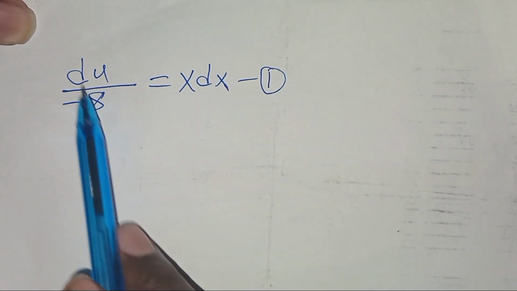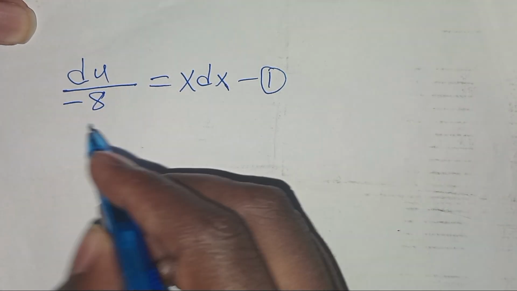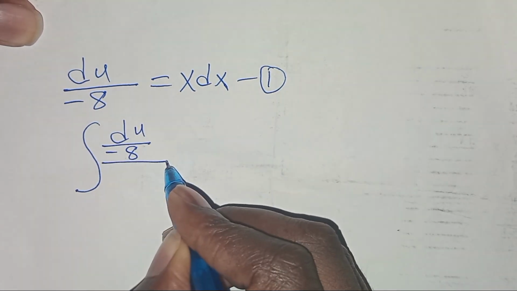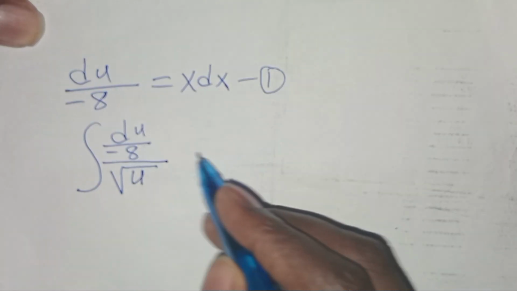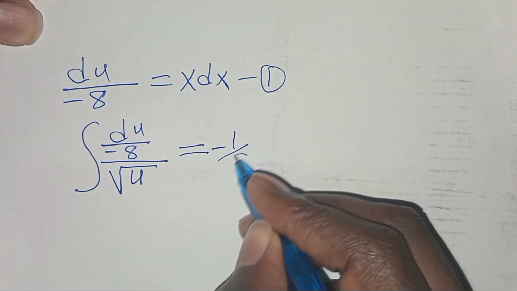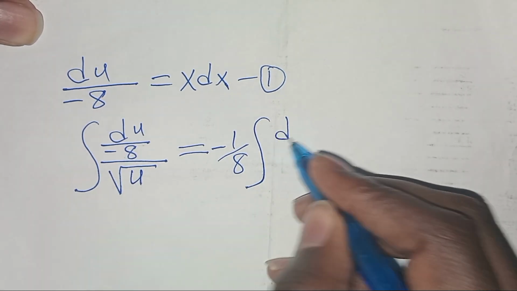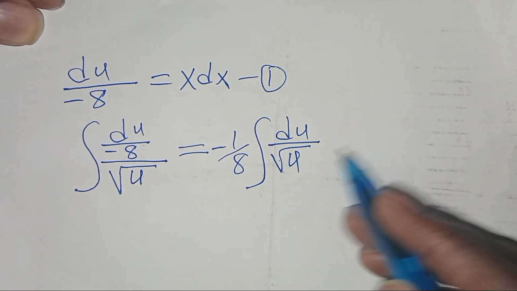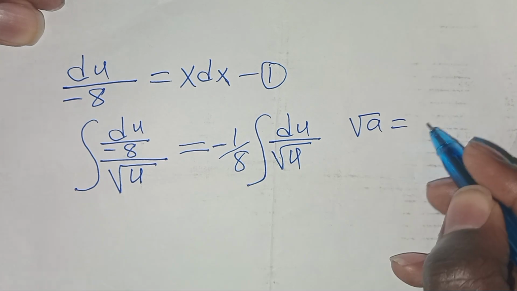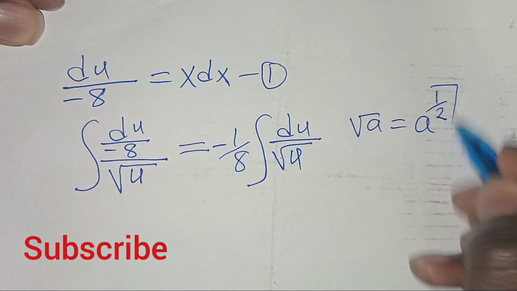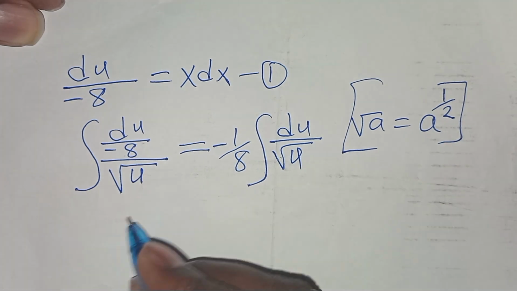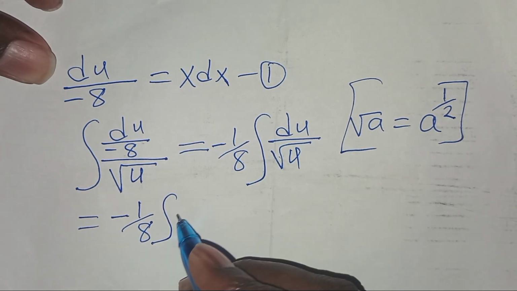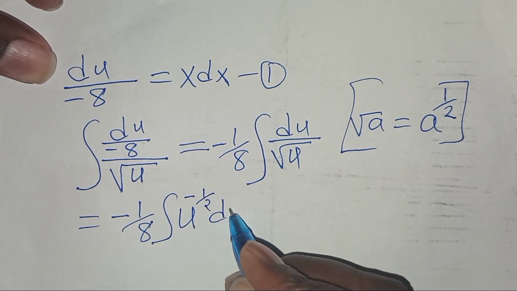So x dx is equal to du divided by negative 8. Substituting this, we'll have the integral of du divided by negative 8, all this divided by square root of u. Now this is the same thing as negative 1 over 8, the integral of du divided by square root of u. Remember, if you have the square root of a, this can be expressed as a to power half. Applying this property, this is negative 1 over 8, the integral of u to power negative half du.